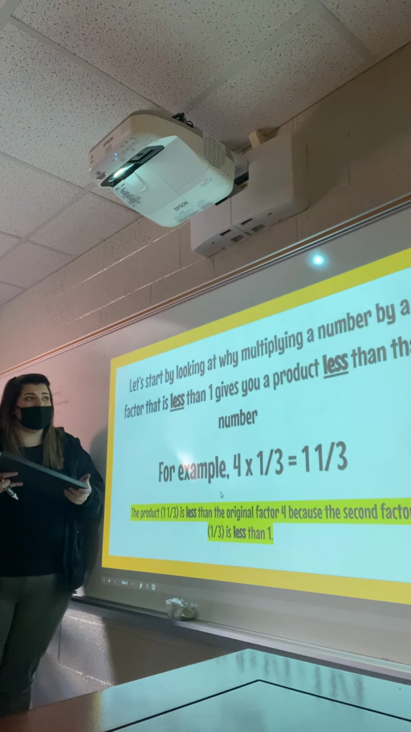6 multiplied by 2/3. You already see the answer, but is 2/3 greater than, less than, or equal to 1? Less than. So if you multiply by 6, is it going to give you something greater than, less than, or equal to 6? Less than 6. All right, same thing here.